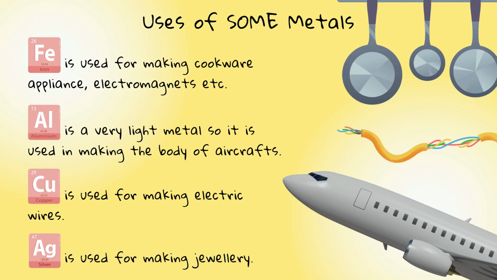Uses of some metals include iron, which is used for making cookware, appliances, electromagnets, etc. Aluminum is a very light metal, so it is used to make the body of aircraft. Copper is used for making electric wires, and silver is used for making jewelry.